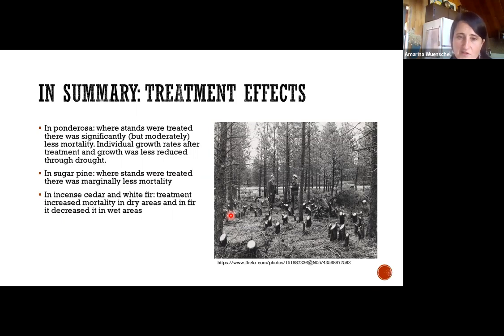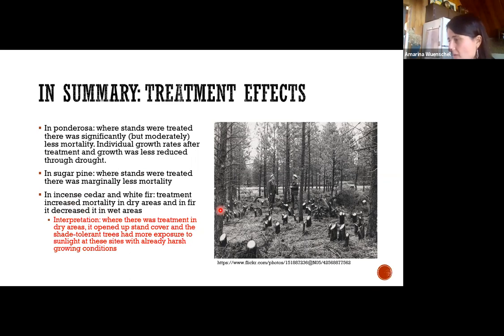And then in terms of the forest treatments, there was definitely a difference with ponderosa pine. There was more survival among the ponderosa pine in areas where we treated. And remember, those died at the highest rates in our study. And I think even more interestingly, the individual growth rates after treatment, and growth was less reduced through drought in ponderosa pine than in the other species. In sugar pine, we found sort of a marginal effect of treatment, and in the incense cedar and white fir, treatment increased mortality in the dry areas, but decreased it in the wet areas in the fir.